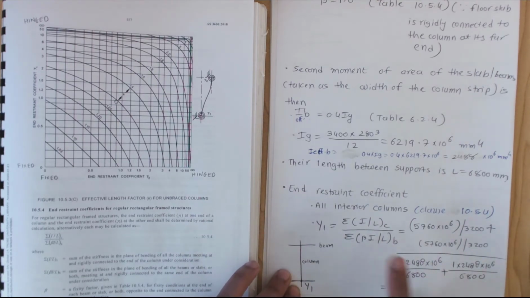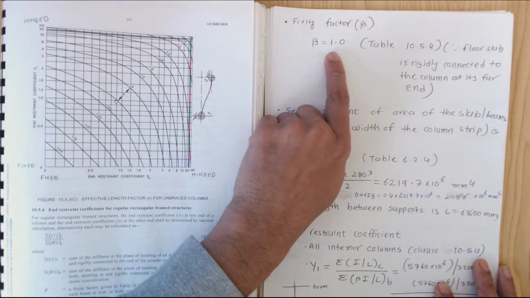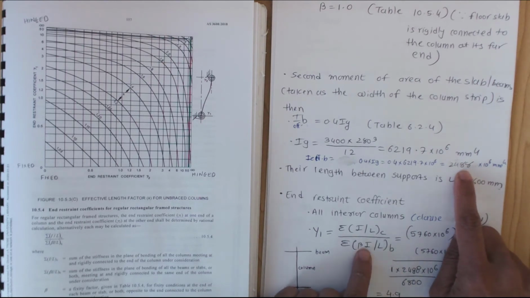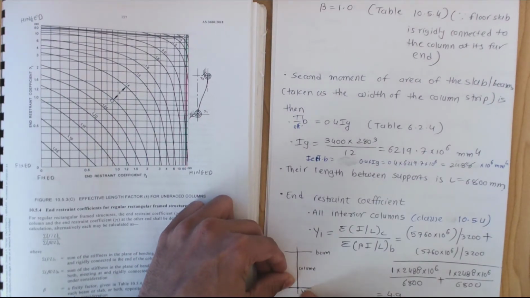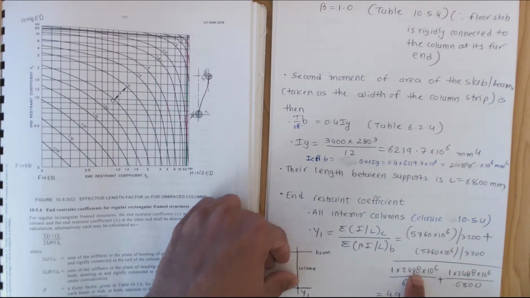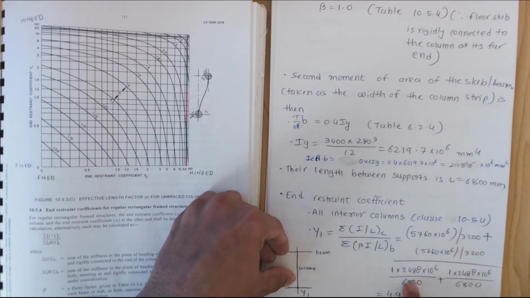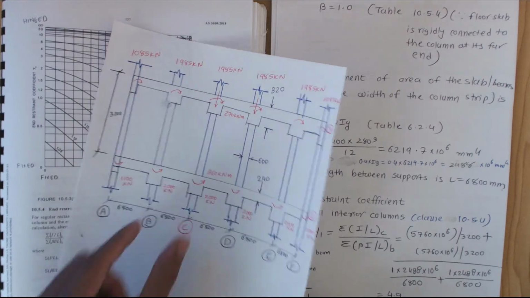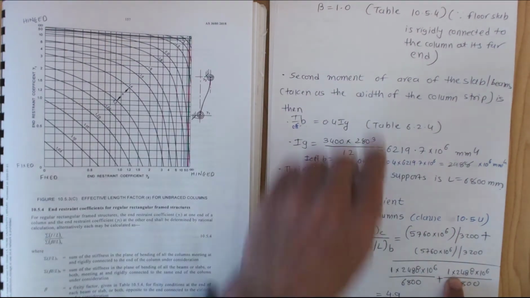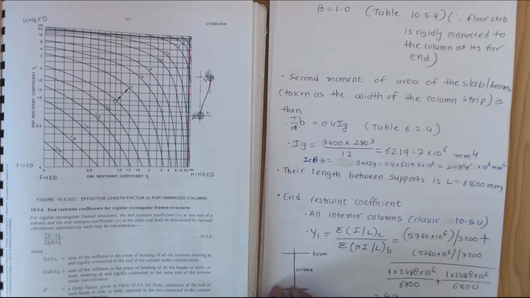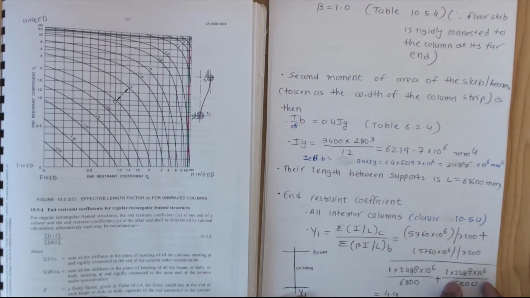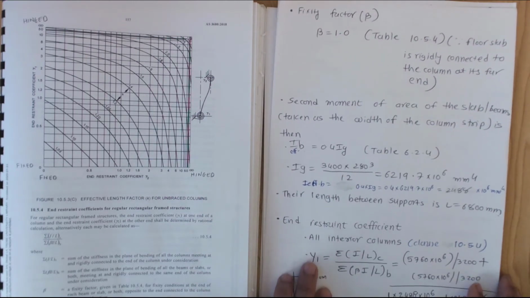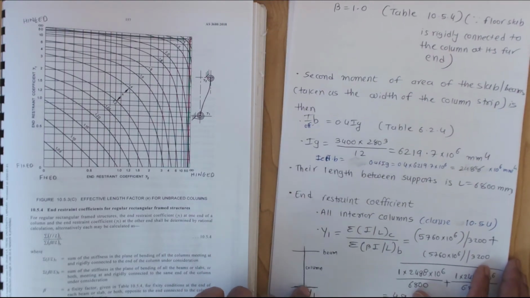Divided by beta; we see that the fixity factor beta equals 1. So I substitute beta equal to 1 times the moment of inertia for the beam. One beam on the left side, one beam on the right side. So 2488 times 10 to the power 6 over the length of that beam, 6800, plus the same for the other beam, which is exactly the same. If you simplify that, it gives 4.9 as the restraint coefficient at this particular point.